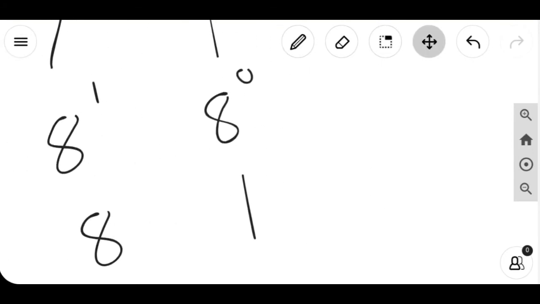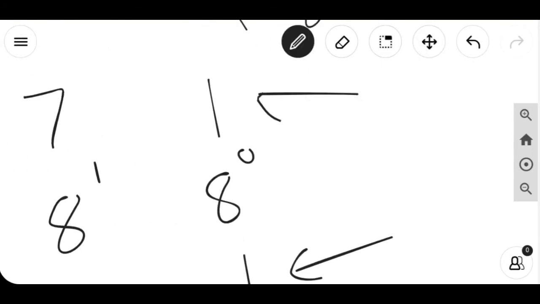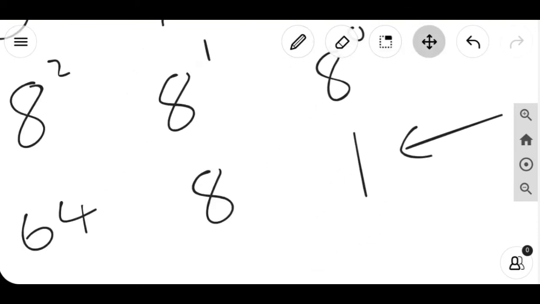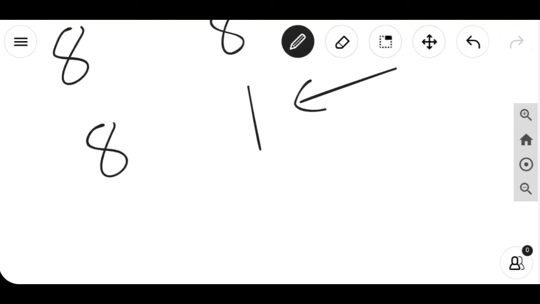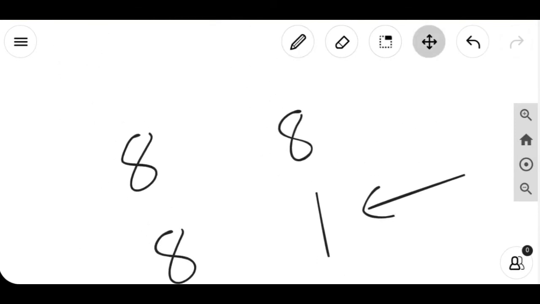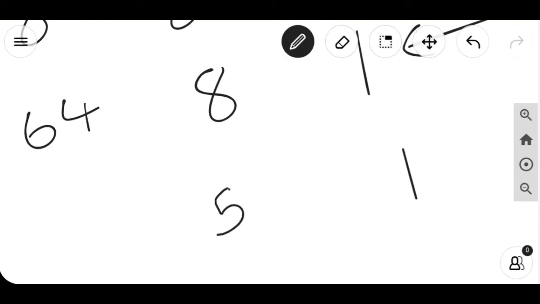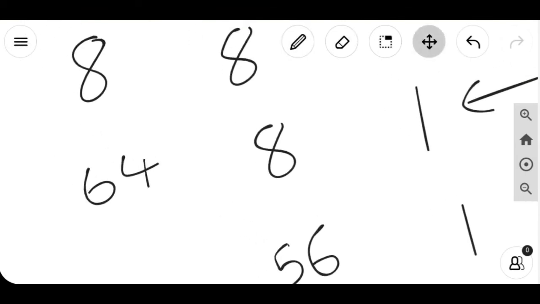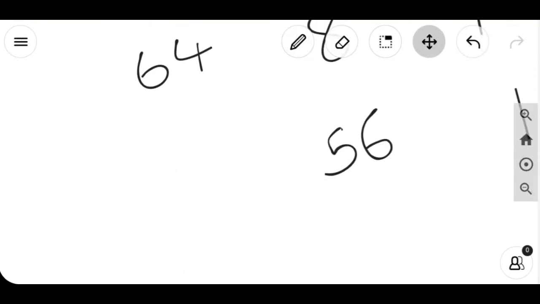Now we are going to multiply these numbers with the digits of the number. So 1 times 1 is of course 1, and then 7 times 8 is 56, and 6 times 64 is 384.